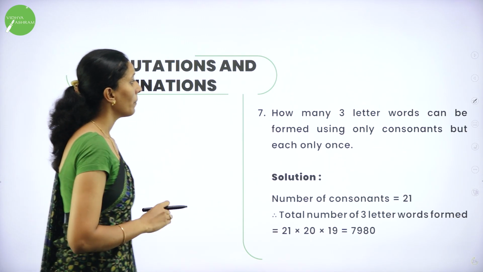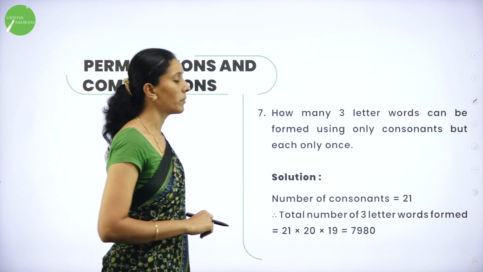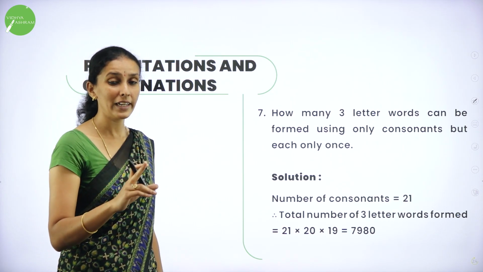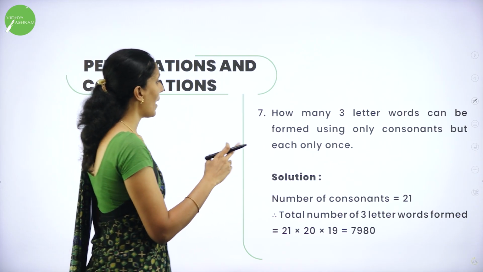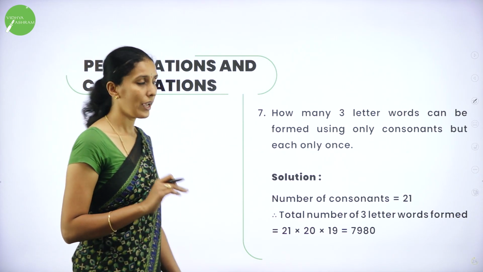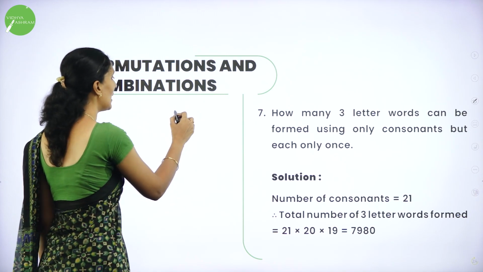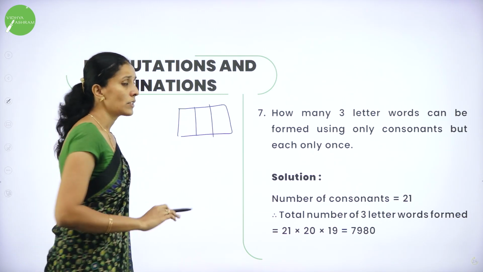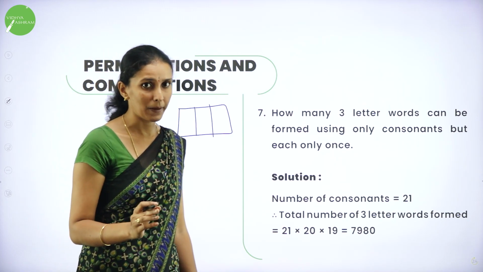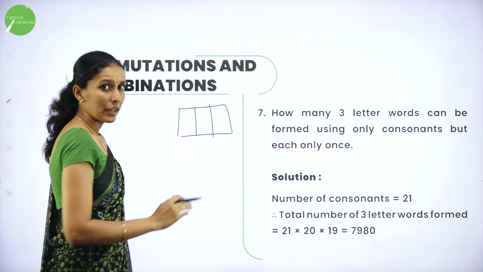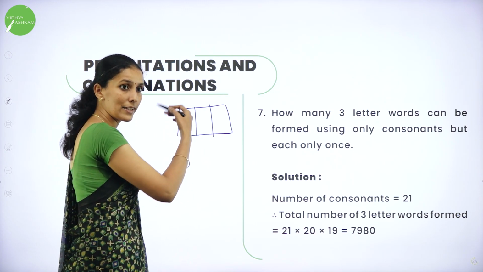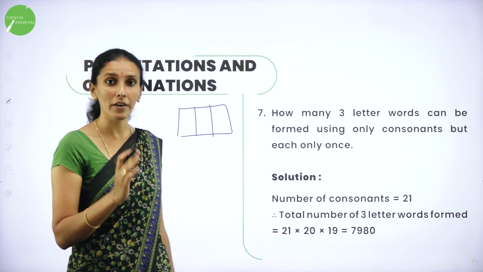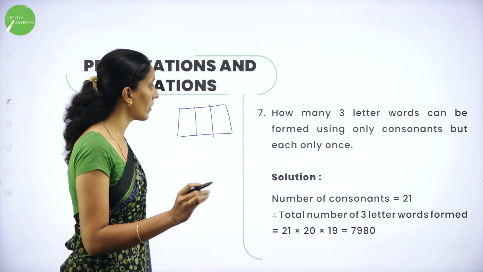Next one, how many 3 letter words can be formed using only consonants? How many consonants do we have? We have 21 consonants, but each only once. So we have to form 3 letter words, which means we have 3 places. They are telling us that if one consonant is used in one place, it is not used in another. That means they are not repeating.